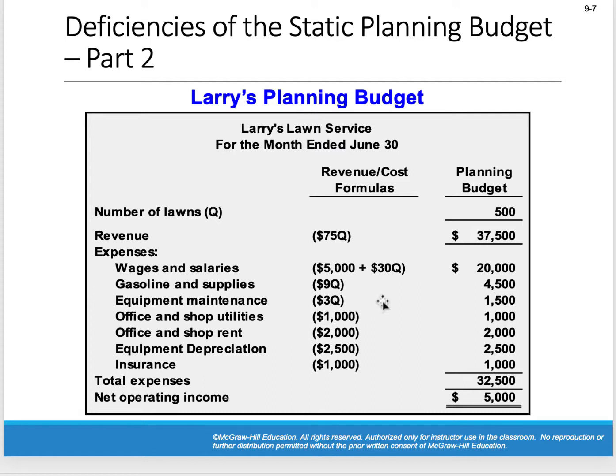So you notice revenue is $37,500, total expenses is $32,500. Larry cuts 500 yards. He's expecting to make net income of $5,000. Okay, that looks good.